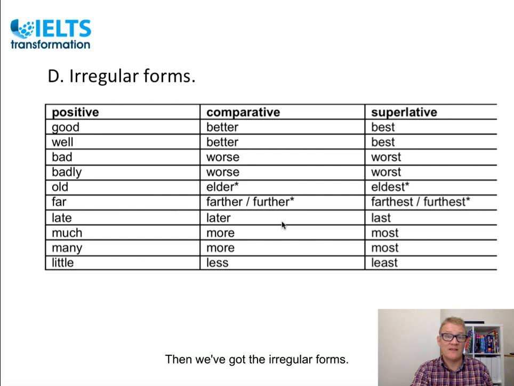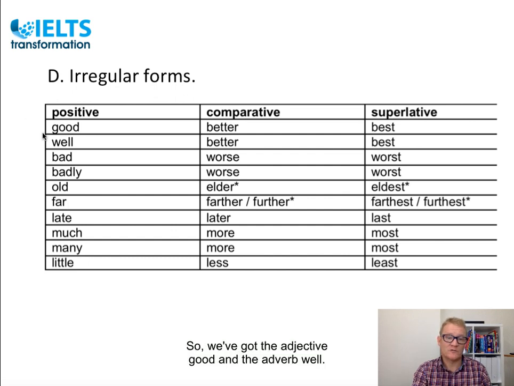Then we've got the irregular forms. So these don't follow that rule. So regular means they follow that rule. Irregular, they have their own. They're unique. So good, better, best. Well, better, best. Bad, worse, worst. Badly, worse, worst. So we've got the adjective good and the adverb well. Adjective bad, adverb badly. Old, elder, eldest.